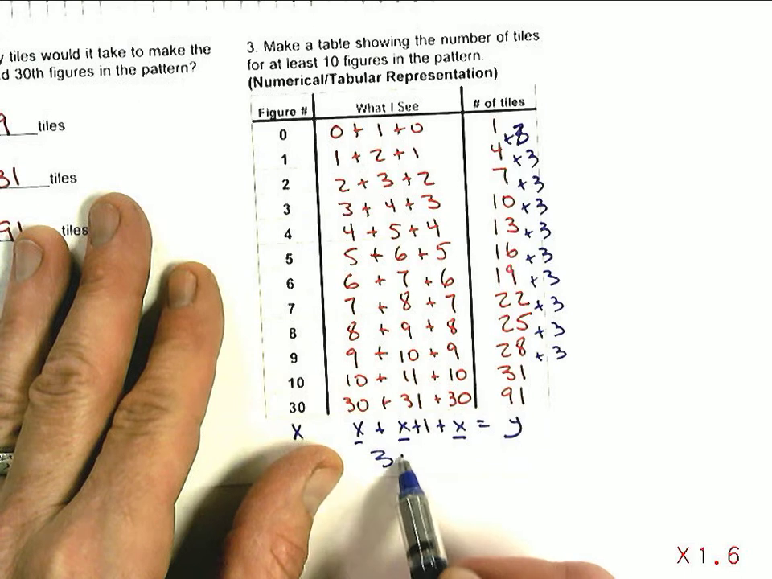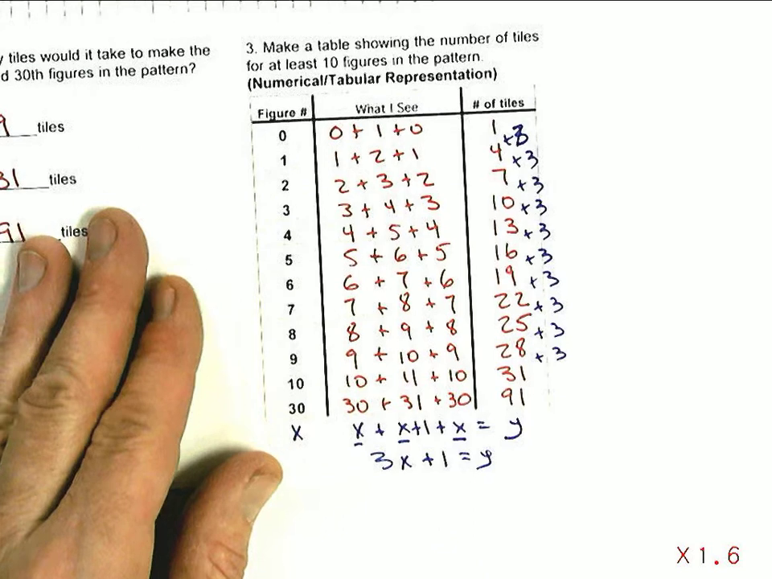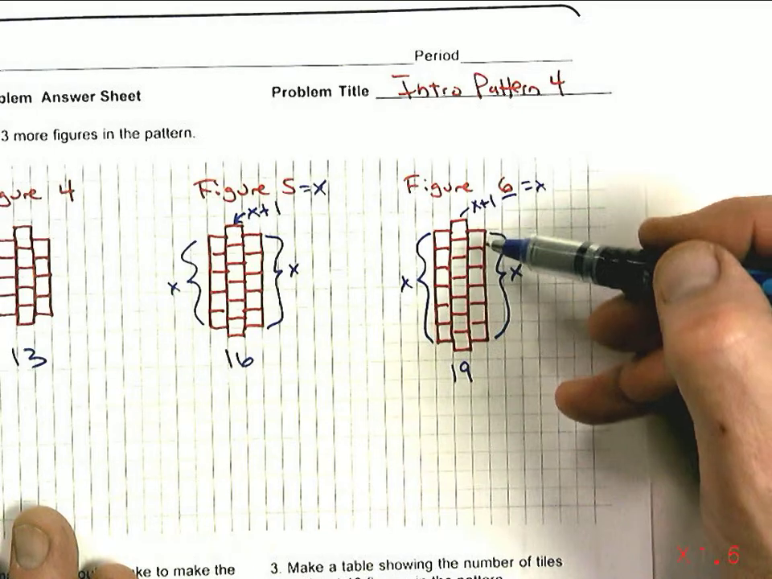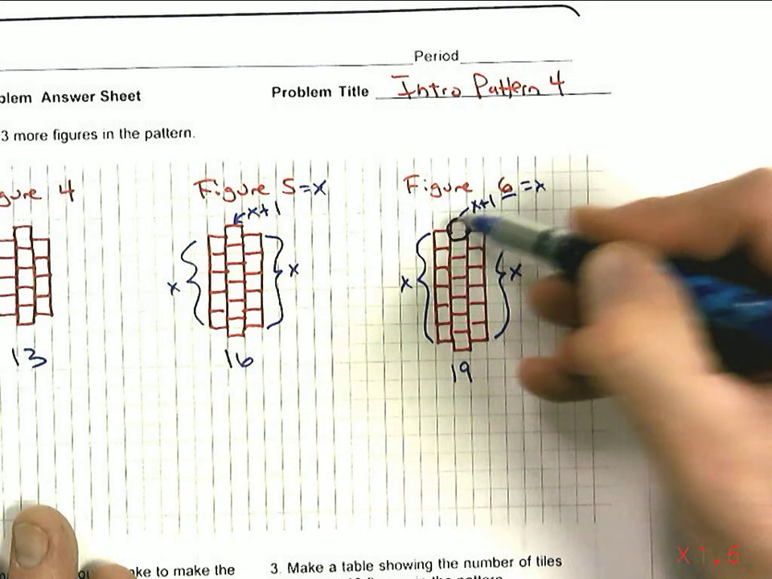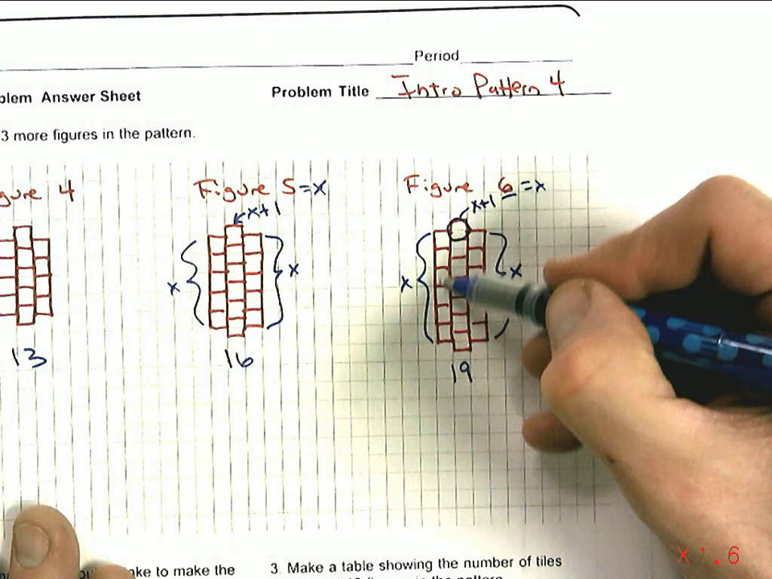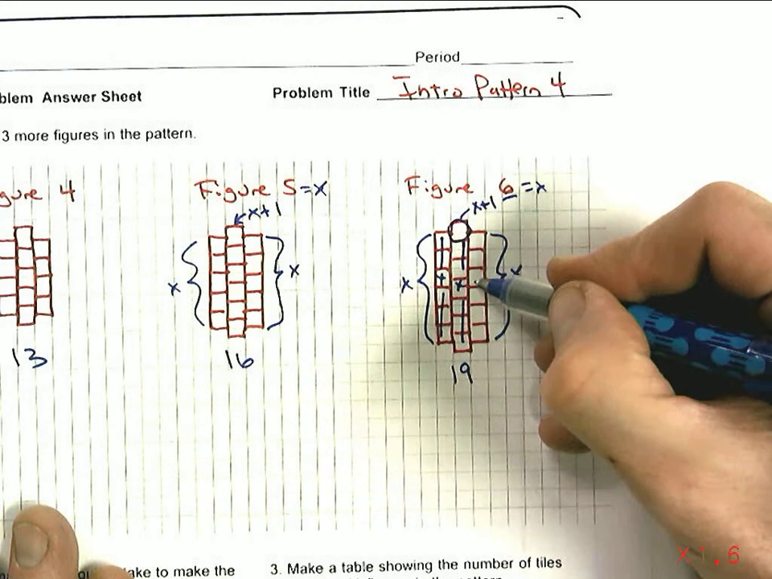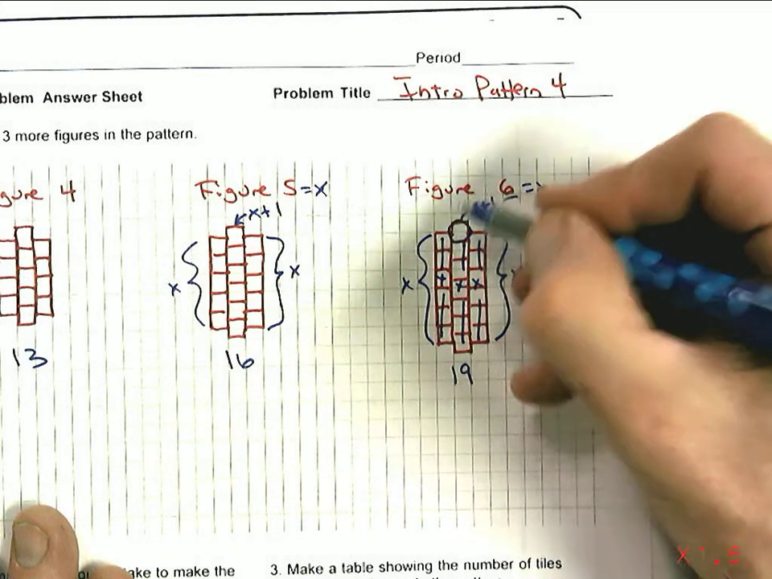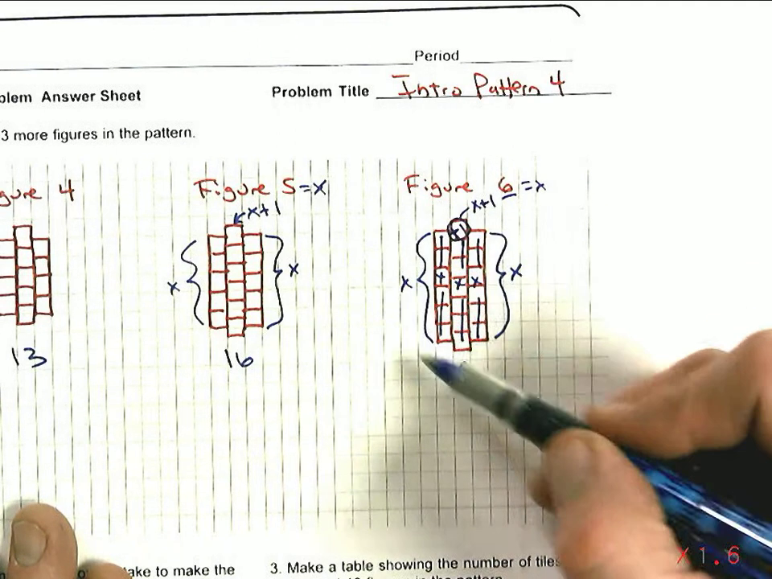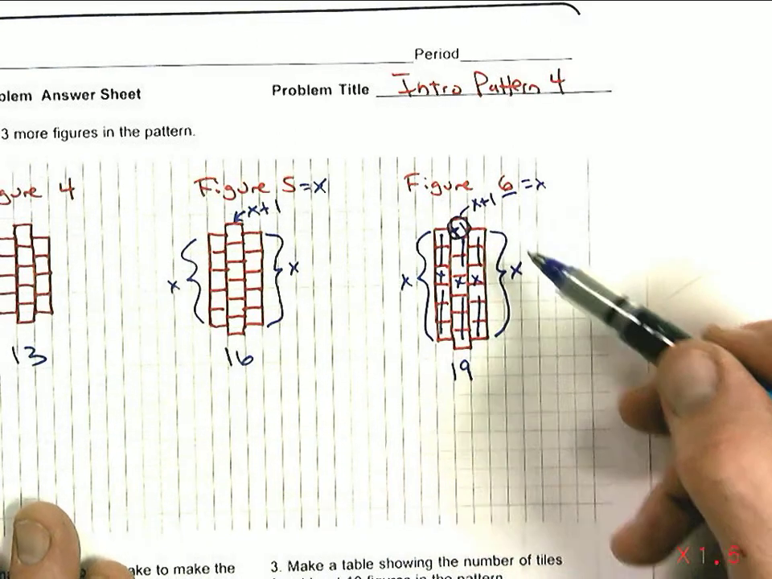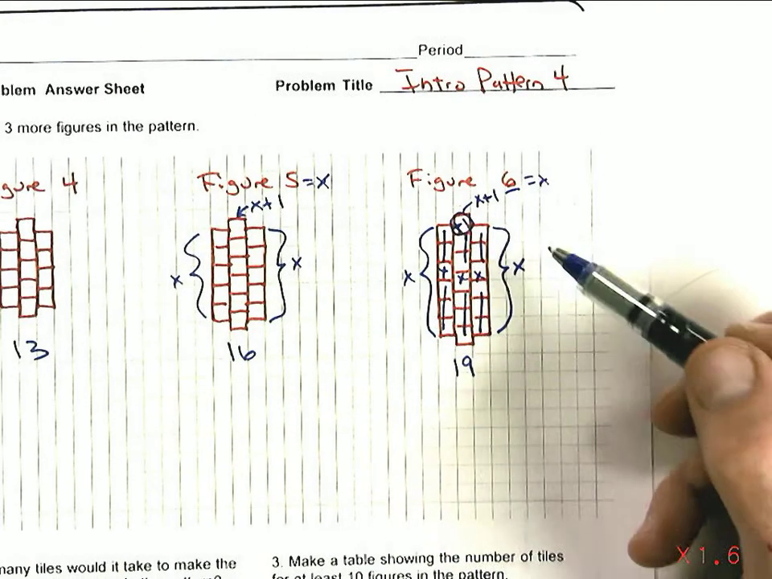3x plus 1 equals y. And you can see that up here. Sometimes people will say, well, there's really 3 sets of x in here. There's one x here, there's another x here, and there's another x here. 3x plus the 1. So always wanting to go back to what you see and then understanding how that identifies the patterns.